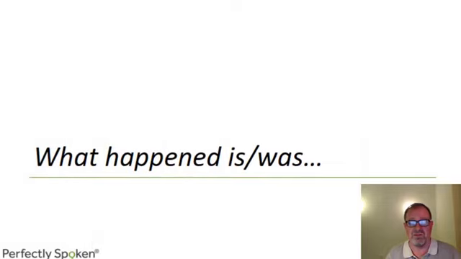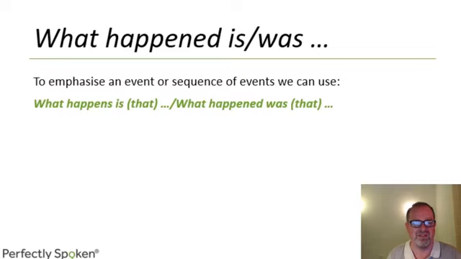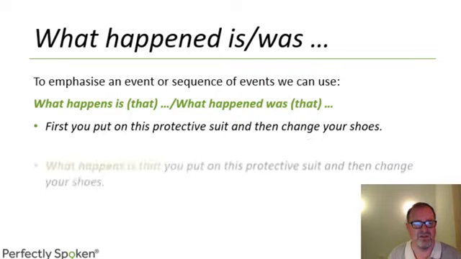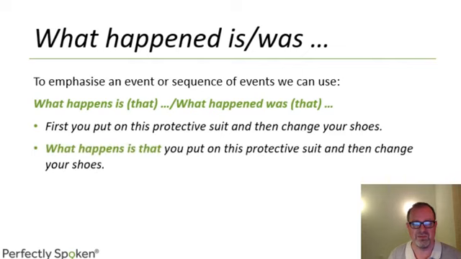Okay, another structure that we can use is what happened is or what happened was. And we use this in the following situation to emphasize an event or sequence of events. So what happens is that, or what happened was that. That is optional. First you put on this protective suit and then change your shoes. Well, this is in the present. So we say what happens is that you put on this protective suit and then change your shoes.